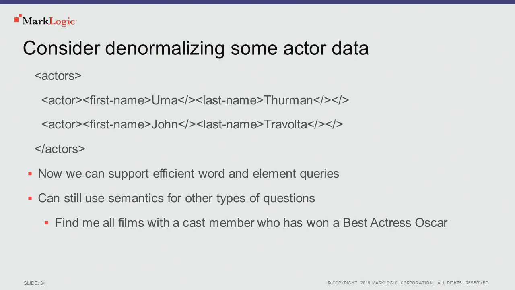This is an area where for maybe other types of questions, we could use semantics as well. That's when we get more into relationships and asking questions like, find me all films with a cast member who has won a Best Actress Oscar. I think David's keynote on Tuesday showed a very good example of how we could use inferencing to very efficiently answer questions like that. But for this scenario, we're just interested in word query hits, and in order for that to happen, we have to have those words on the document somewhere.